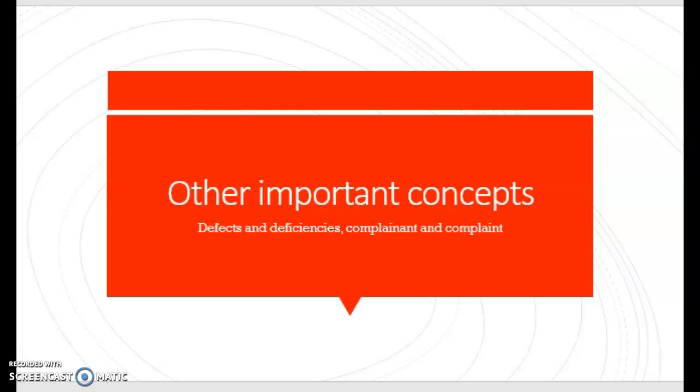Good morning, students. In the last class, we discussed what we understand by consumer, and what is the meaning of goods and services. Now, in this class, we'll be talking about other concepts which are important to understand as to when a consumer can bring an action under the Consumer Protection Act, for which we need to understand what is meant by the terms defects and deficiencies, who is a complainant, and when one can file a complaint.